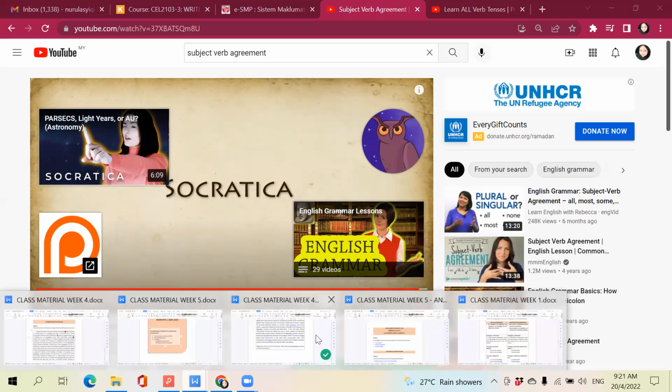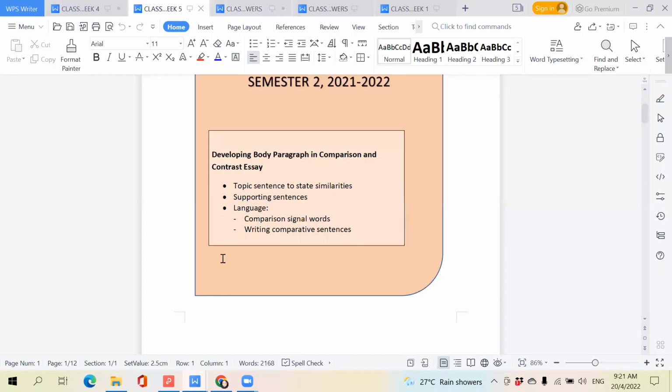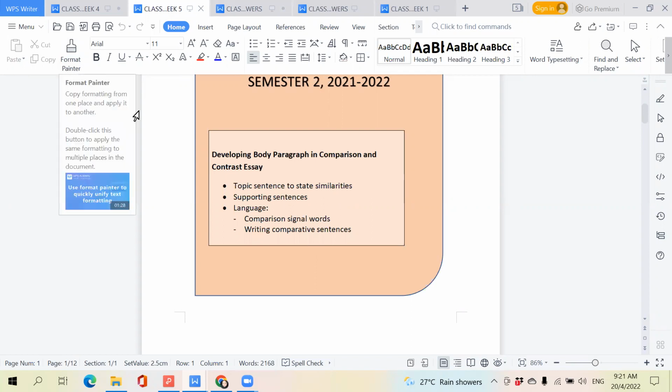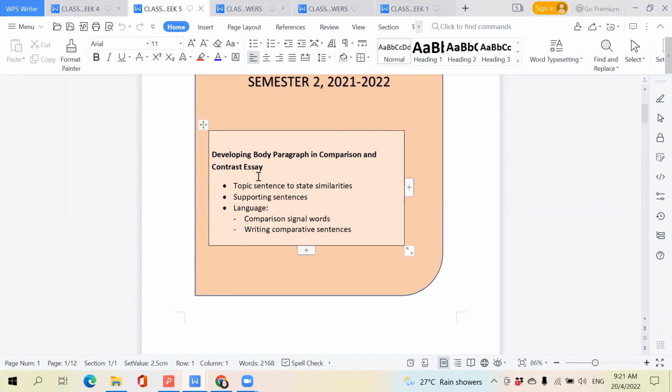Okay, so the next topic will be on body paragraph. Remember? Just now we were talking about thesis statement for an introductory paragraph. So do not get yourself confused, because right now we want to move on to the next topic. So the next topic is about developing body paragraph. Just now it was introductory paragraph, thesis statement, and this one is body paragraph.